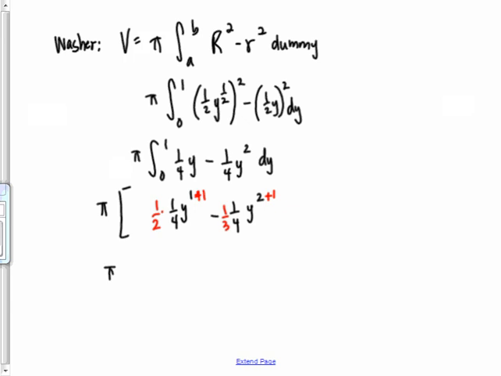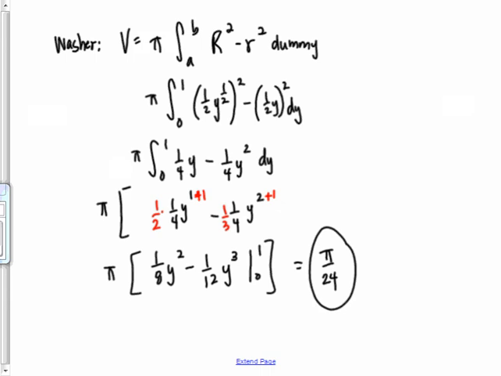And you're going to get 1/8 y squared minus 1/12 y cubed, and you're going from 0 to 1. Plug that in, multiply it by pi. I got 1 pi over 24 as my answer when I did it. And I will try to post all of the work where I actually did the math out in your notes so you can have that.